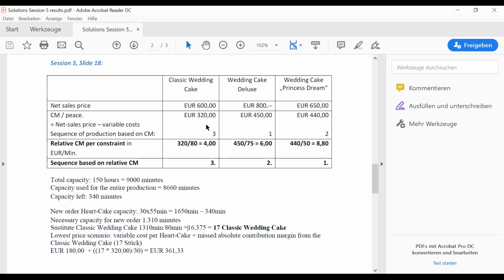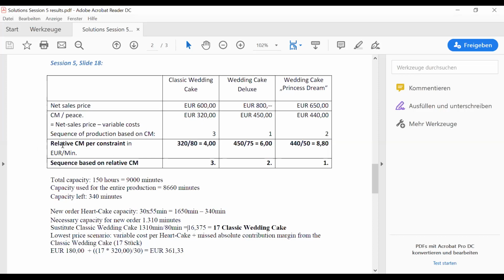if we want to substitute a cake for the additional order, if we want to make space for oven time, we should remove the classic wedding cake with the least contribution margin. However, this is only the absolute contribution margin. We still need to put it in relation to the machine hours, to the oven time in this case.